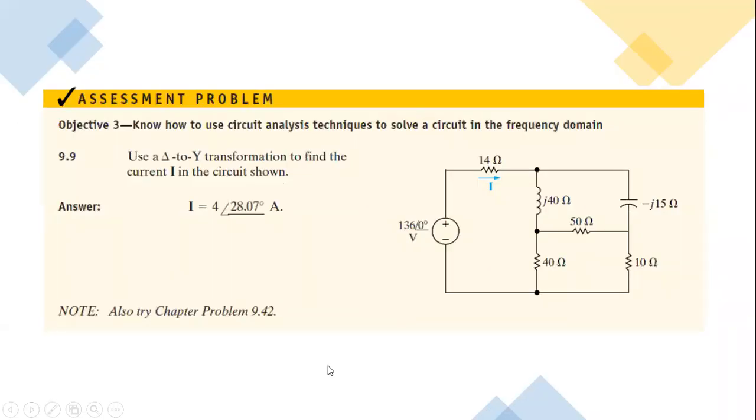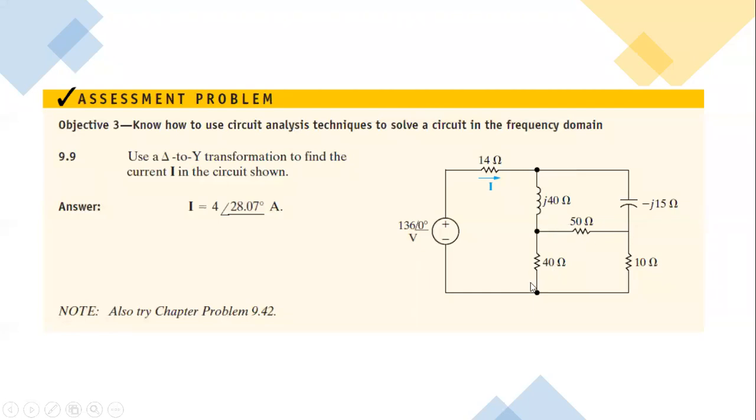Okay. Here we have an interesting example, so you can solve this example. As you see here, we have Y. You can convert it into delta. If you convert this Y into delta, you will be able to solve this circuit, because as you see, this capacitor is not connected in parallel with this one, neither with this one. So we need to convert this Y into delta.